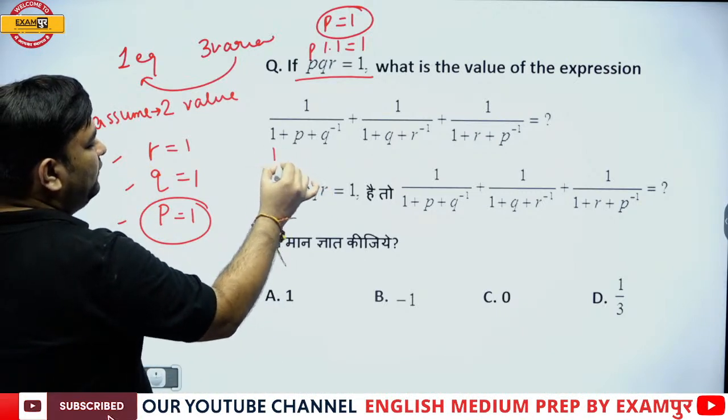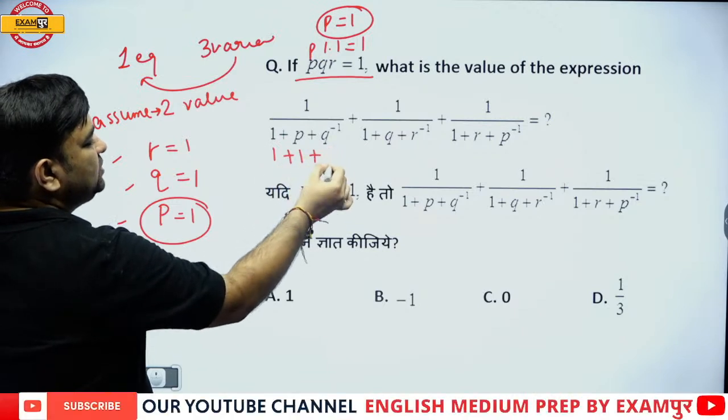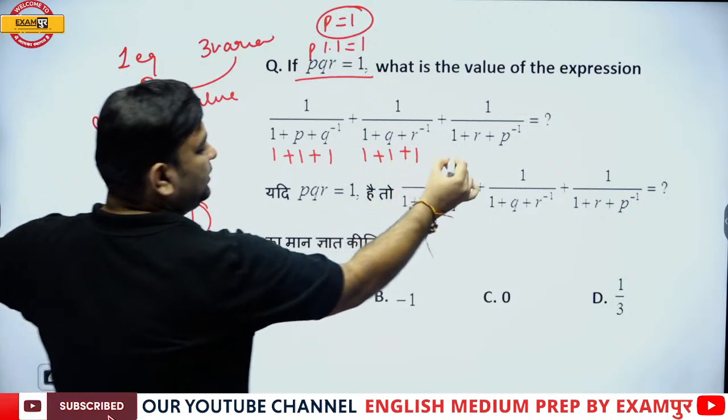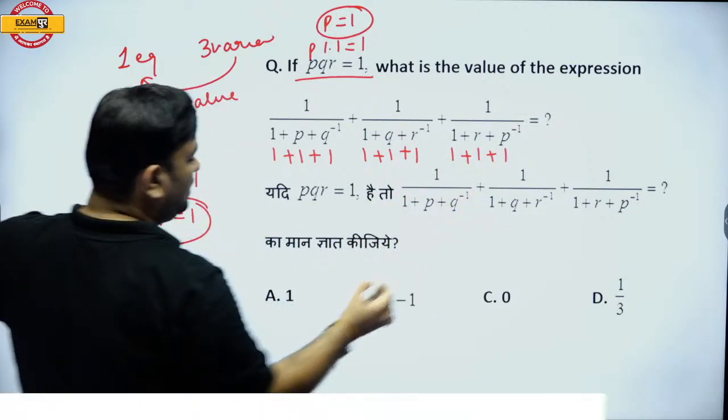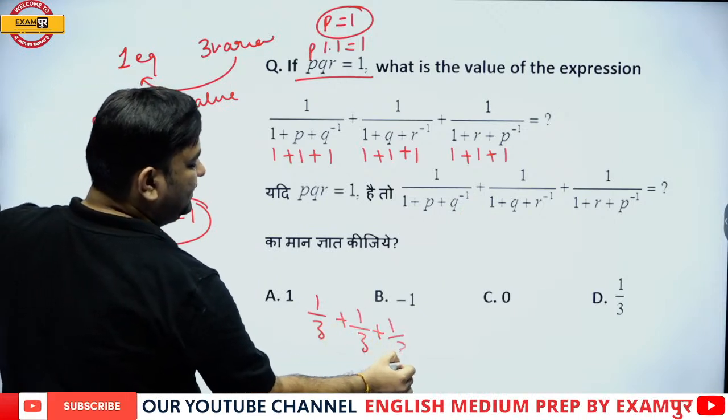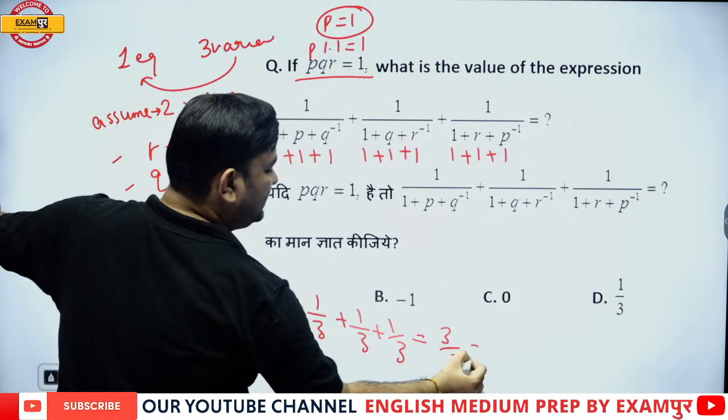So 1 upon 1 plus 1, the inverse of 1 is also 1. So 1 by 3 plus 1 by 3 plus 1 by 3, that is 3 by 3, 1 is the ultimate answer.